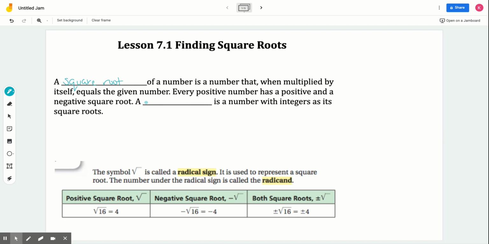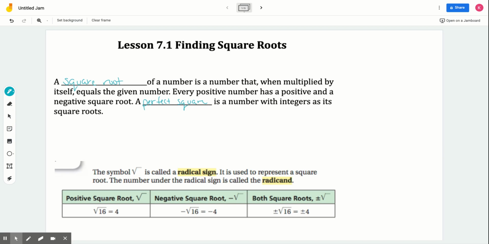A perfect square is a number with integers as its roots. The symbol is called a radical sign. It is used to represent a square root. The number under the radical sign is called the radicand.